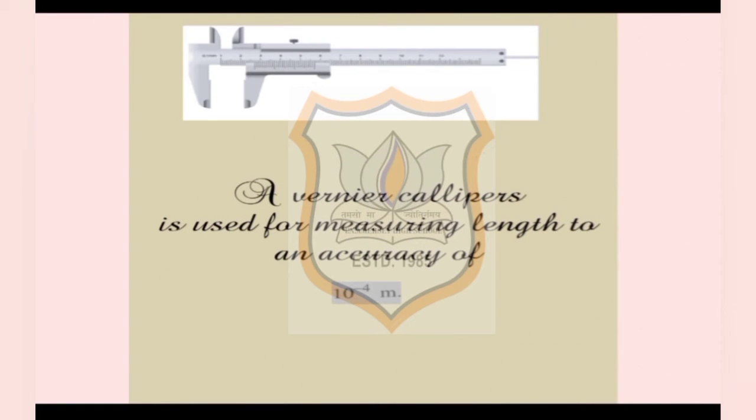If you have a small object, then the length of that small object can be measured by an instrument called vernier calipers. Now, vernier calipers can measure the distance up to 2 places of decimals. That means it measures the length up to an accuracy of 10 raised to minus 4 meters.